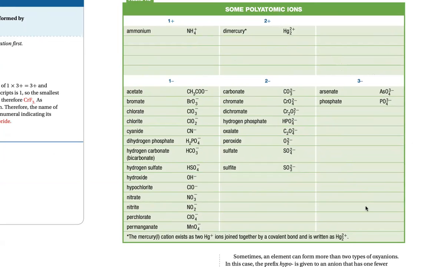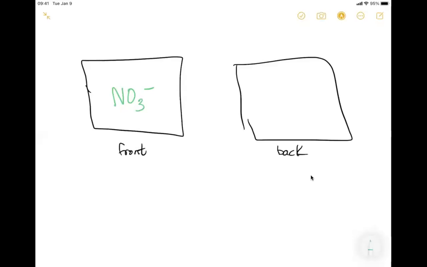But before I show you how I group them together, going back to flashcards, if you want to use them. For example, if I take the formula NO3, which has a charge of -1, on the back I would write the name of that ion, which is nitrate. That way you can quiz yourself to help memorize these.